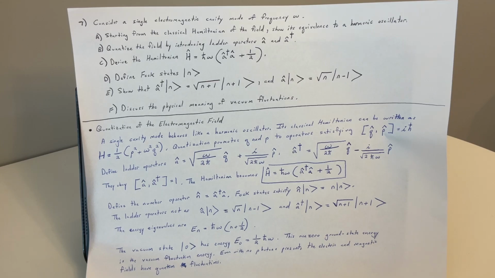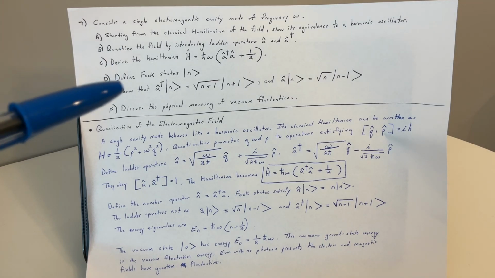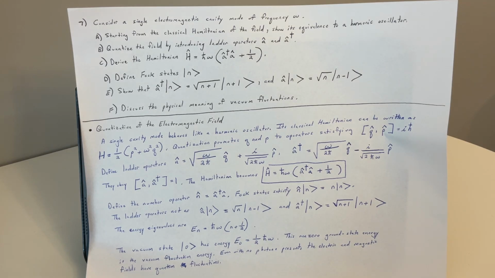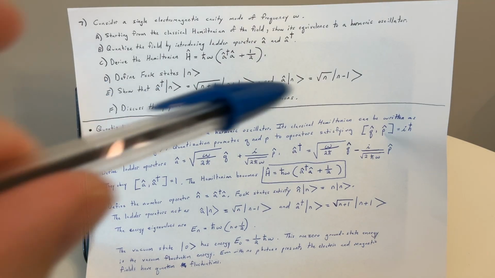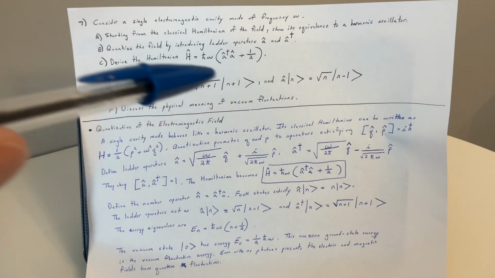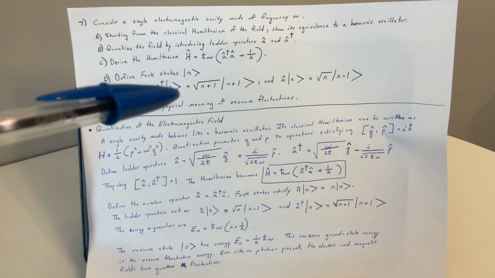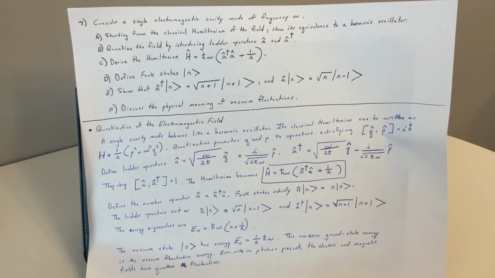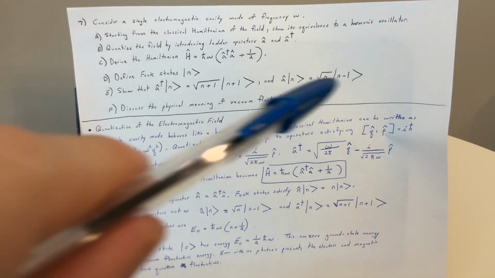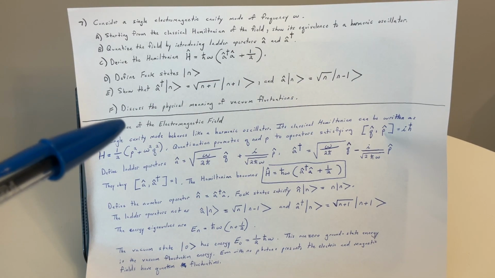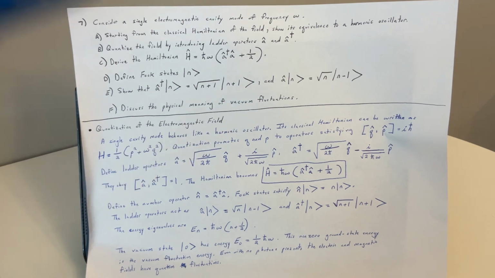A hat dagger acting on n ket equals this, in ket notation. Sometimes I'll pronounce it a little differently just for brevity. I'm not going to say all of it, it's right there. And discuss the physical meaning of vacuum fluctuations.